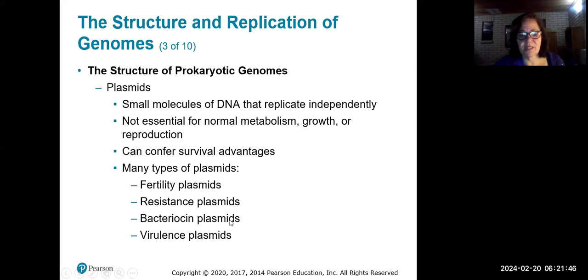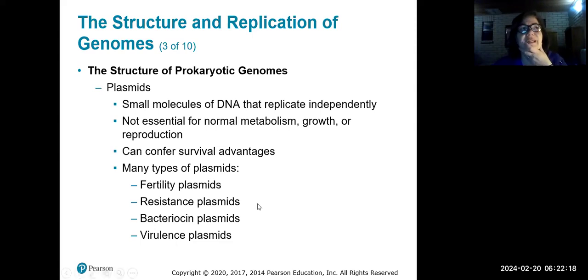Some genes that are carried on plasmids code for a protein that is for fighting off a different bacterium. Those are bacteriocin plasmids. And then finally, we refer to plasmids that are carrying information that are going to help the bacterium to survive and reproduce inside a host, or allow the bacterium to elude detection by the host's immune system. We refer to those as virulence plasmids.